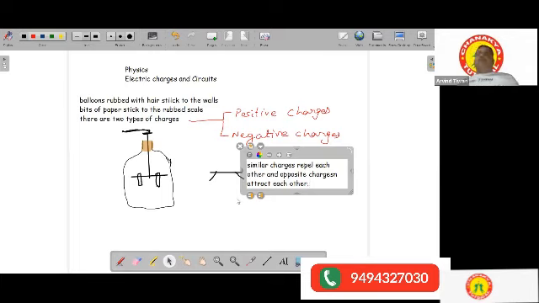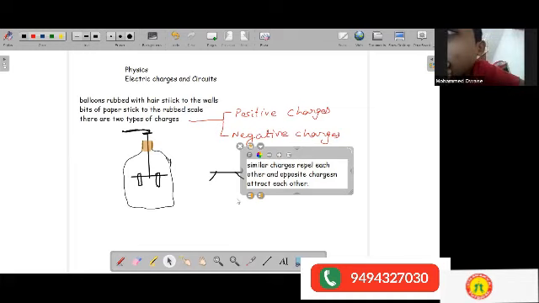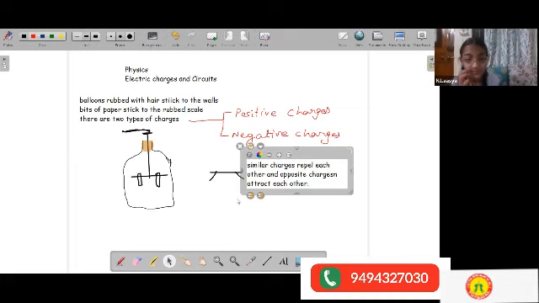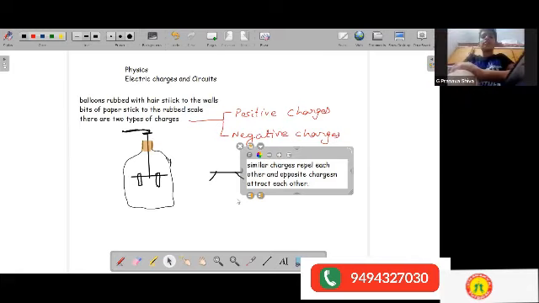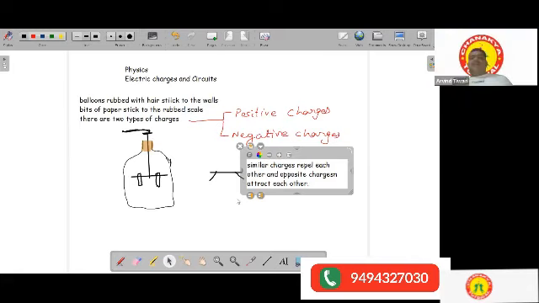Okay. So how many types of charges are there? Positive charges and negative charges. Two charges. Yes, very good. There are two types of charges. They are the positive charges and the negative charges.